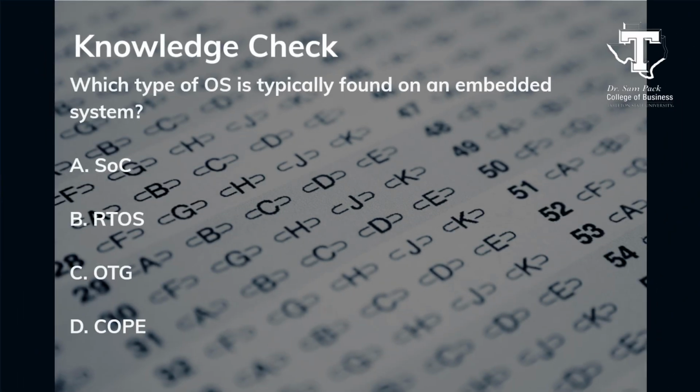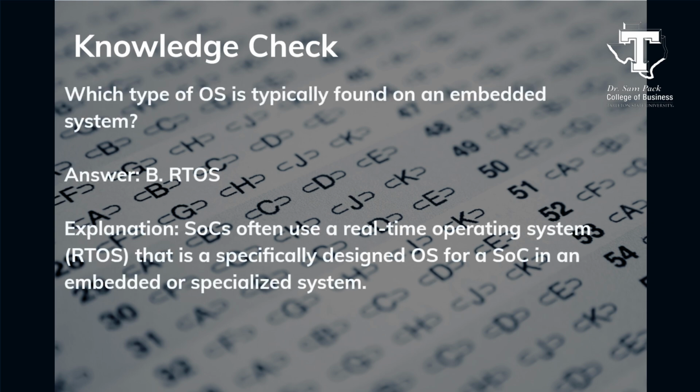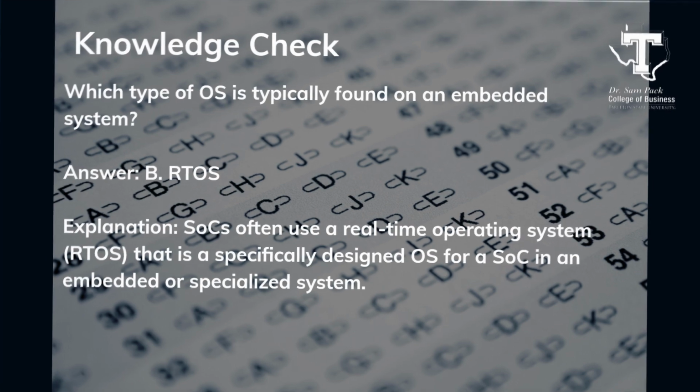Knowledge check. Which type of OS is typically found on an embedded system? A. SOC. B. RTOS. C. COPE. The answer is RTOS. SOCs often use a real-time operating system, RTOS, that is a specifically designed OS for a device in an embedded or specialized system.